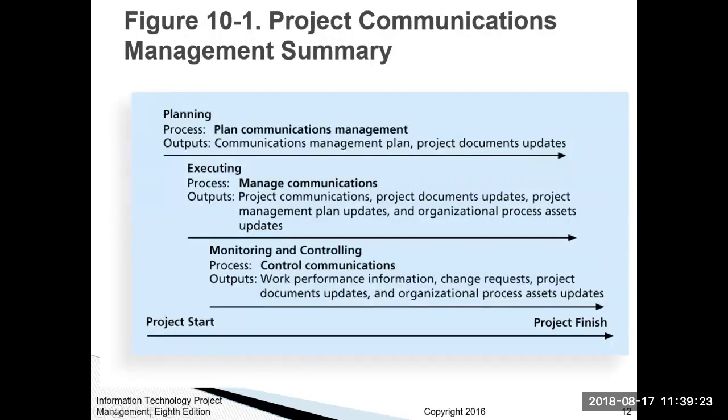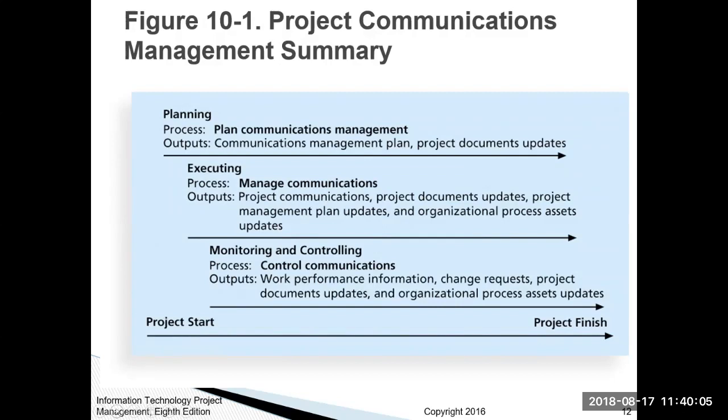Here's an image for the project communications management summary. And we have on here, we've got planning. There's a process where we plan communications management, the outputs are the communications management plan and project document updates. Then we have executing the project, where there's a process and output here as well. The process is manage communications. Your outputs are your project communications, your project document updates, project management plan updates, and organizational process assets updates.